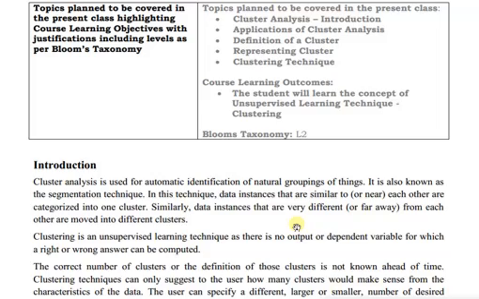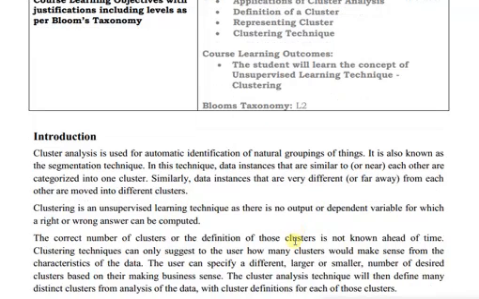So we know that in unsupervised learning we do not know the result in advance. Okay, so there is no dependent variable. The correct number of clusters or the definition of those clusters is not known ahead of time. So that is why it is unsupervised learning. In advance, we cannot predict how many clusters can be devised for a given data set. Clustering techniques can only suggest to the user how many clusters would make sense from the characteristics of the data.